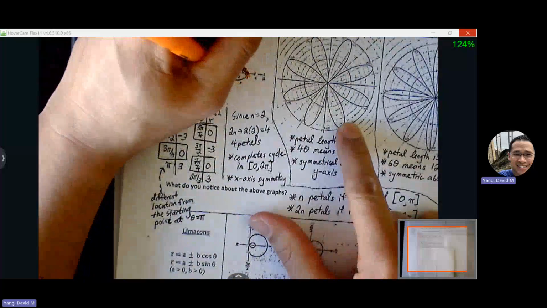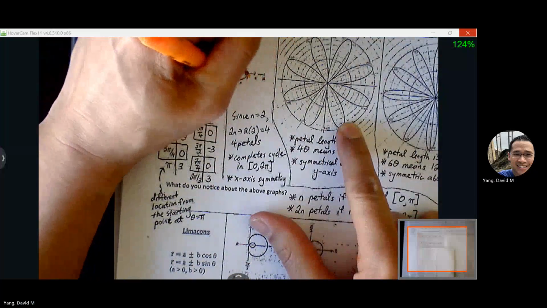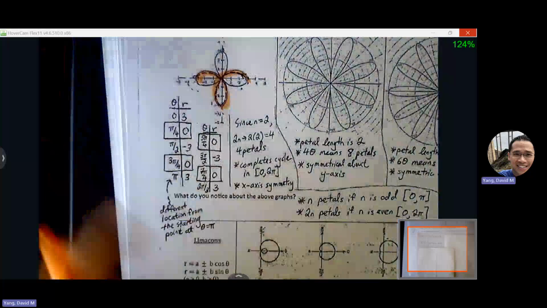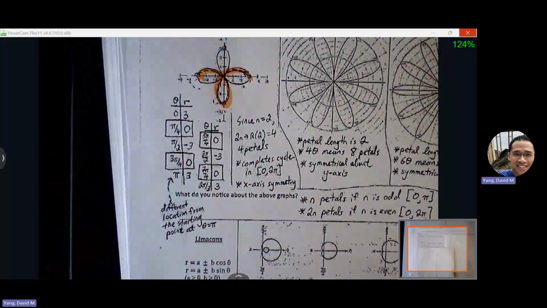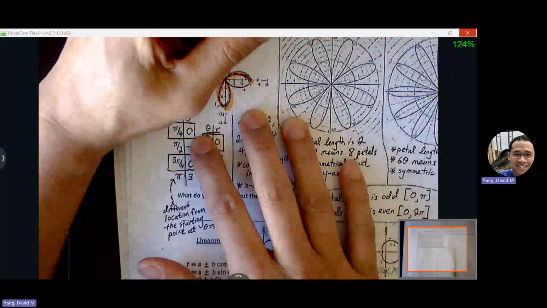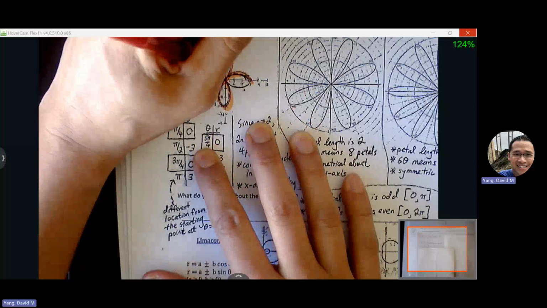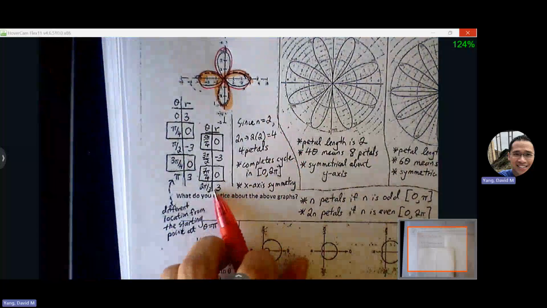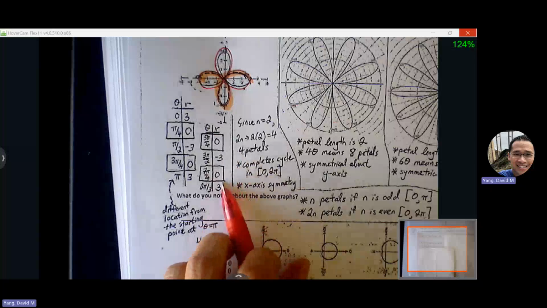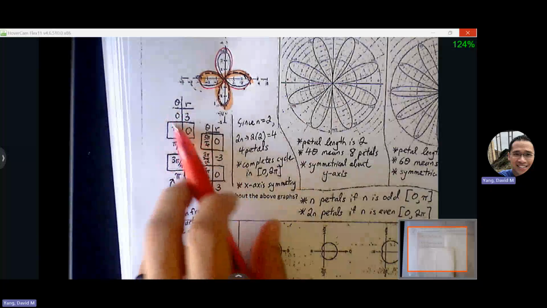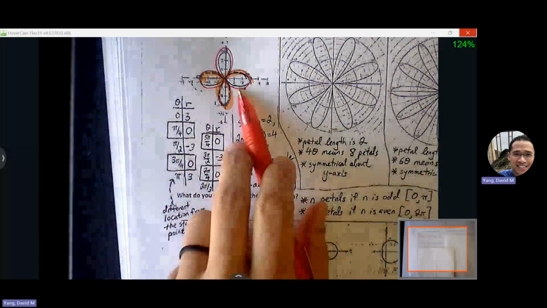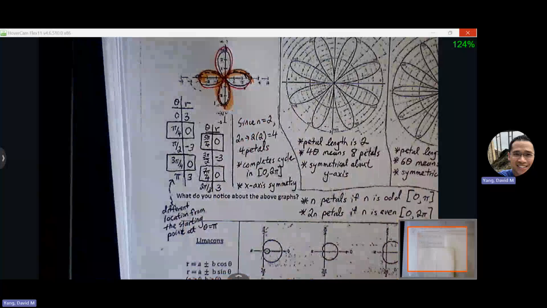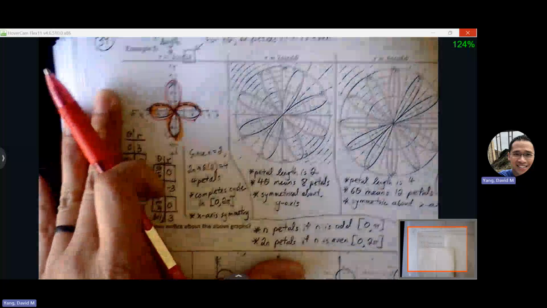That's what the graph is doing. So that's the first stage. And then the second stage is going to go through another pi units. It's not going to arrive at the starting location until we get all the way to 2 pi. And because it's taking twice as long through the cycle, it's creating double the number of petals.